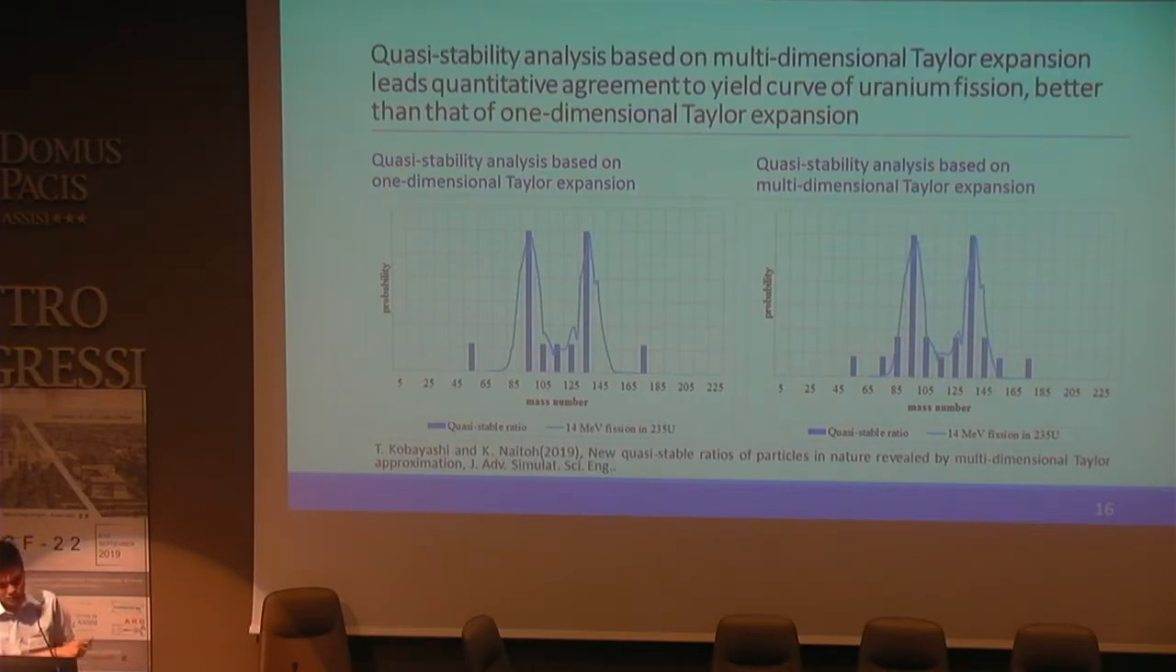According to these graphs, quasi-stability analysis based on the multi-dimensional Taylor expansion makes good agreement with the actual yield curve of random fission at around 85 and around 145, while that of one-dimensional Taylor expansion does not. This result shows that quasi-stability analysis based on multi-dimensional Taylor expansion leads to better agreement with the yield curve of random fission than that of one-dimensional Taylor expansion.